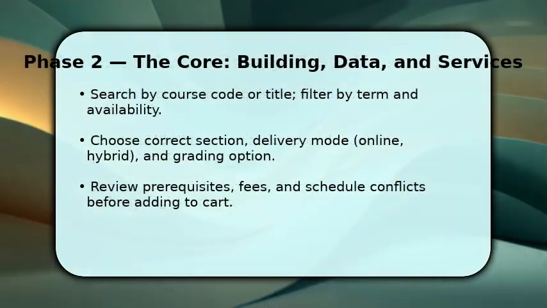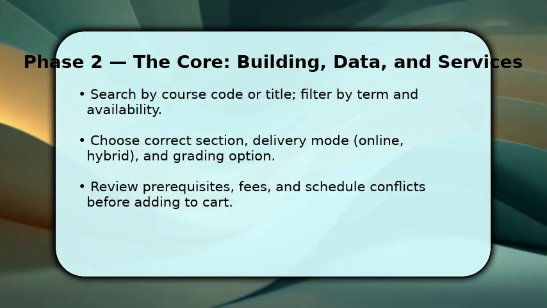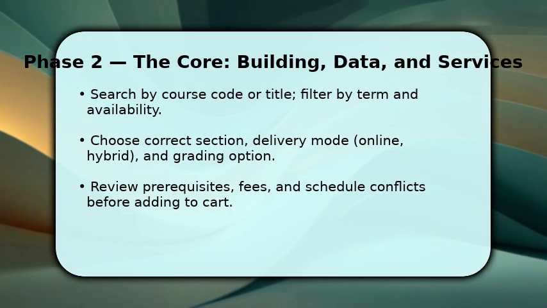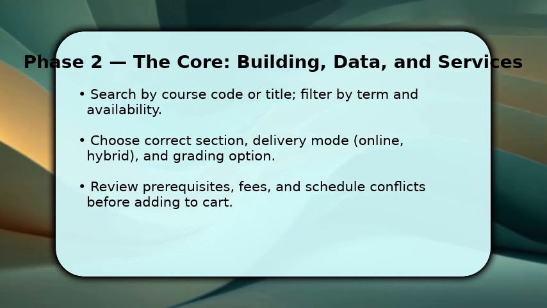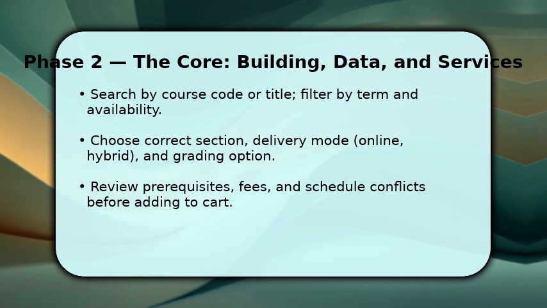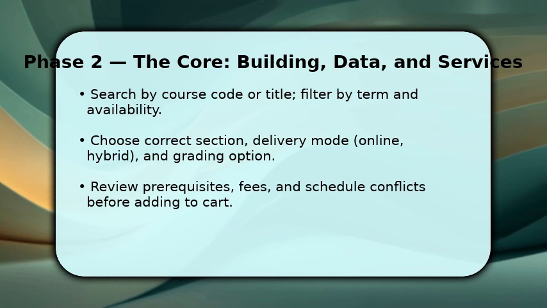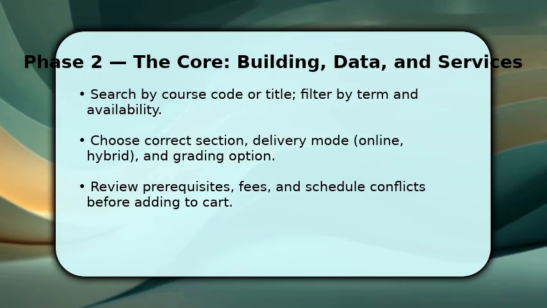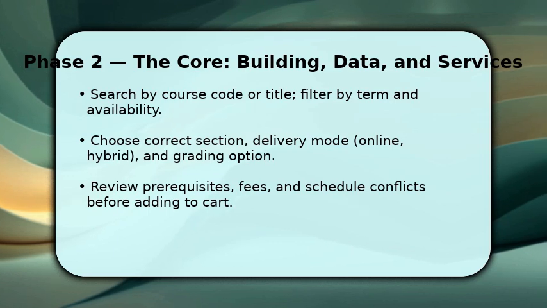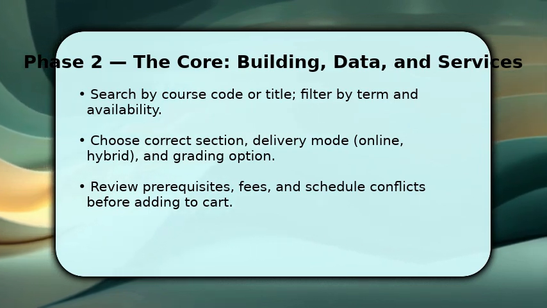page. You now search the LMS for the course using the course code or title and filter by term and availability. Once you see options, pick the correct section and delivery mode, online versus hybrid, and select the grading option required by your program. Make sure to check prerequisites and any related fees, because those can block enrollment.